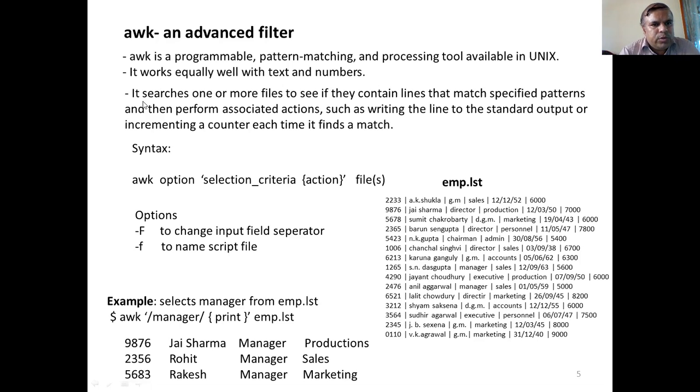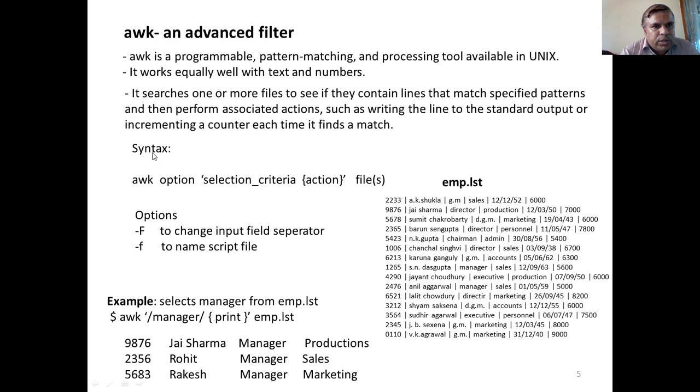So how does it work? It searches one or more files to see if they contain lines that match specified patterns, and then performs associated actions, such as writing the line to the standard output or incrementing a counter each time it finds a match. So when a line containing the pattern is matched, AWK performs the specified action on those selected lines.